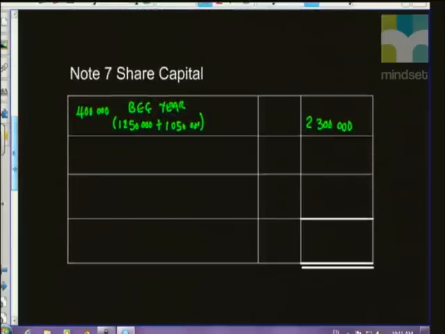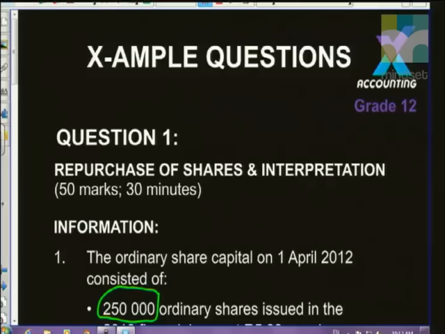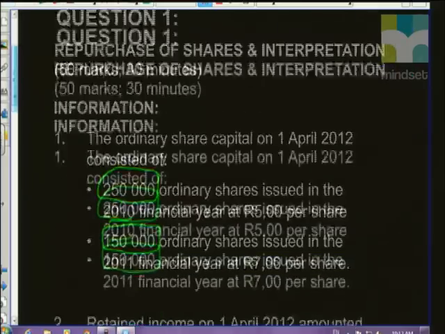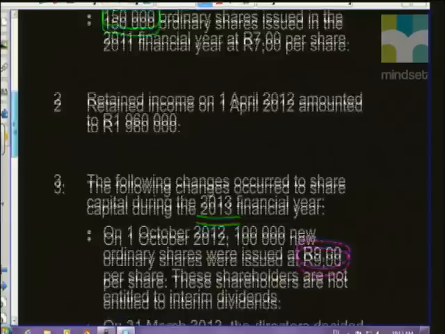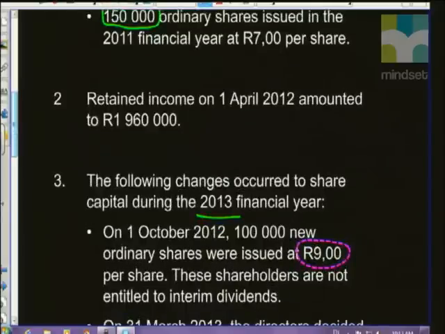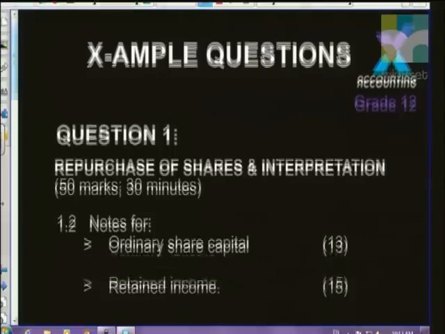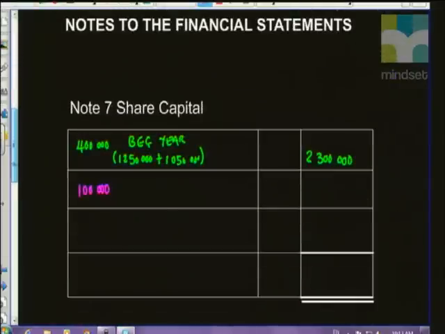During the year, what happened? We sold a further 100,000. We have 100,000 shares. Okay? And these 100,000 shares, remember, they were sold at how much? They were sold at 9 Rand per share. Therefore, we indicate that on our information and we say 100,000 shares sold or issued during the year.